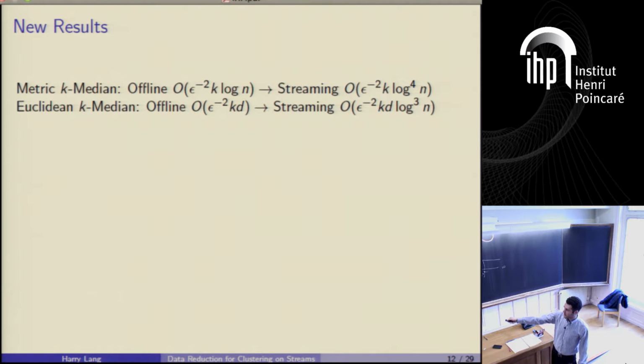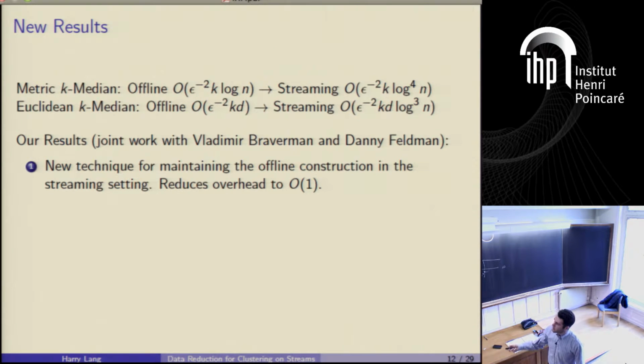Okay, so here's that. The metric case becomes streaming, and then Euclidean becomes streaming again, all times log cubed n. So basically our new result is that we have a new technique. The first technique, at least for the metric case, that is not merge and reduce. Previously this was the only technique for building the metric core set. So we reduce overhead to O(1). So here we have a metric streaming core set of his offline size, so epsilon to the negative 2 k log n.